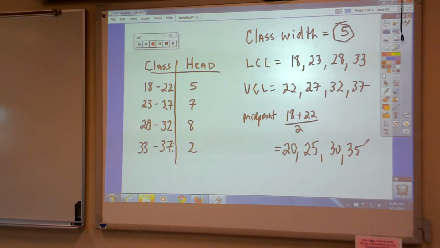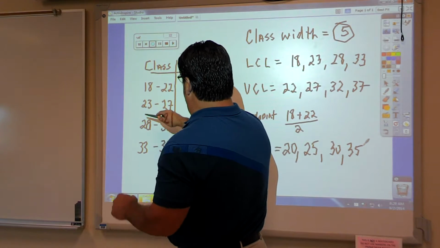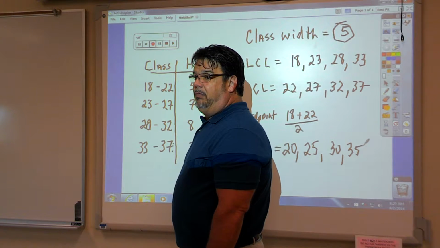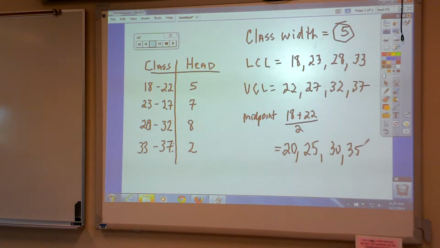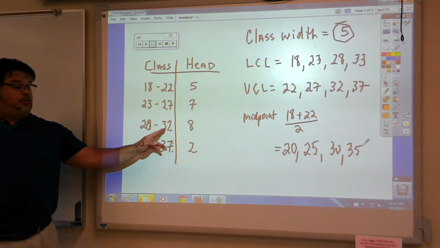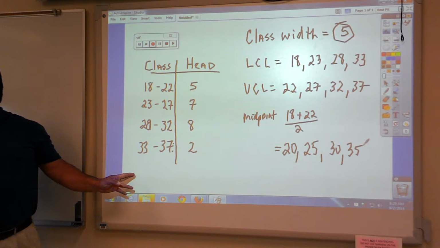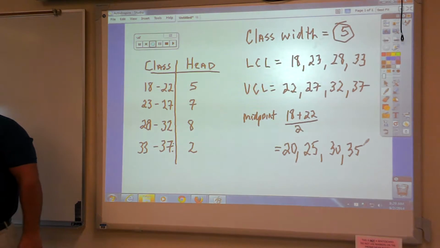So you don't use the 23, like 18 and 23? Yeah, 23 minus 18, it's supposed to be 5. What is 23 minus 18? No, I meant for the midpoint. What is the midpoint? You can calculate each one if that's what you're asking. 23 plus 27 and divide by 2. 28 plus 32 divide by 2. 33 plus 37 divided by 2. Or you can find the first one and just add what? Class width. That's the easiest way to do it.